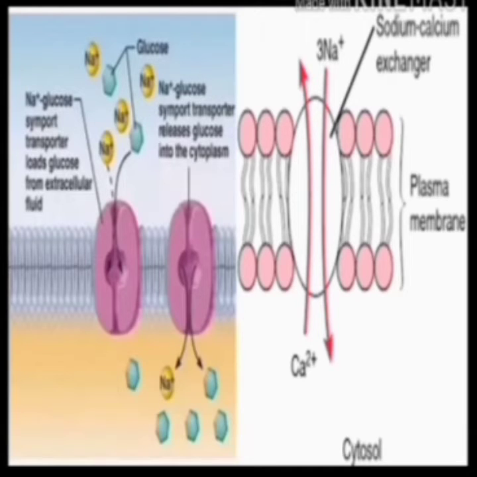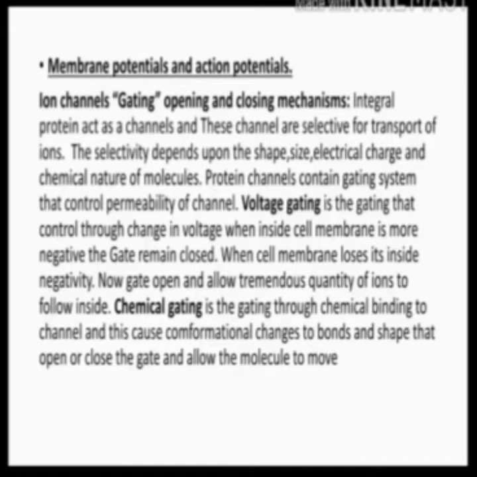You see in the first figure, the sodium moves inside and another substance like glucose moves with sodium in the same direction or behind sodium. It's an example of co-transport or symport. In the second figure, you see here 3 sodium move inside in exchange with calcium. Calcium moves out of the cell.